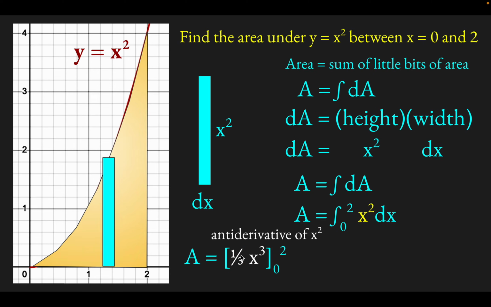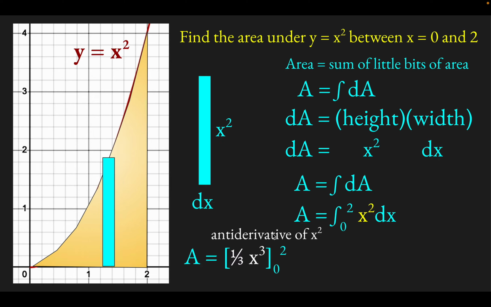Now, as a reminder, how could I check that that's actually the antiderivative? Well, let's try taking the derivative. Bring the 3 down in front. 3 times 1/3 would be 1, and then you reduce the 3 to an exponent of 2. So the derivative of 1/3 x cubed is x squared. And so this is what's called the antiderivative of that function.